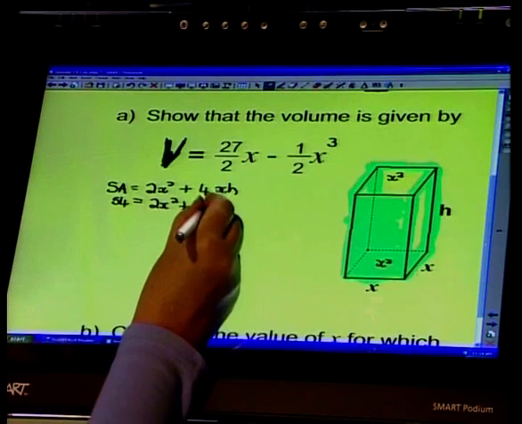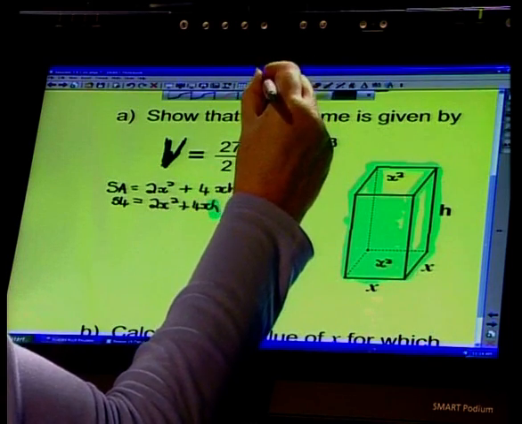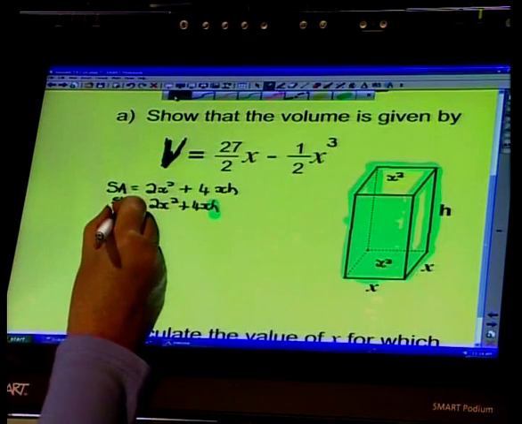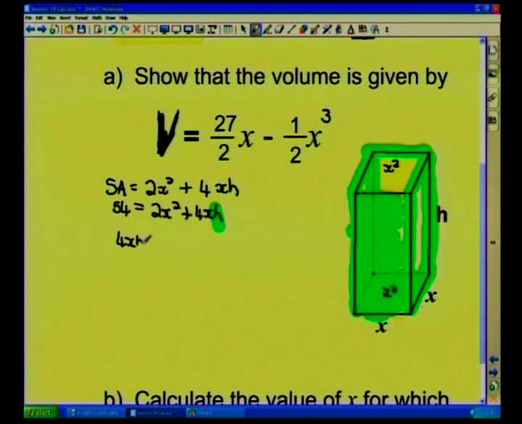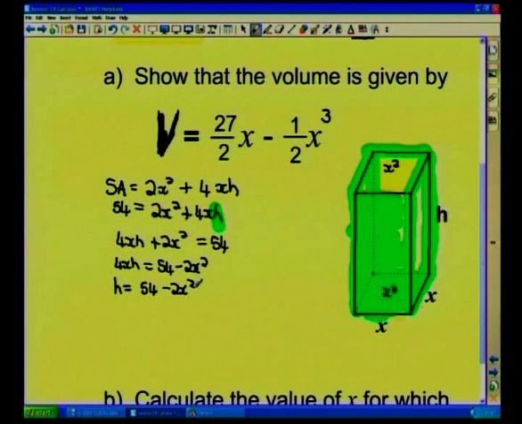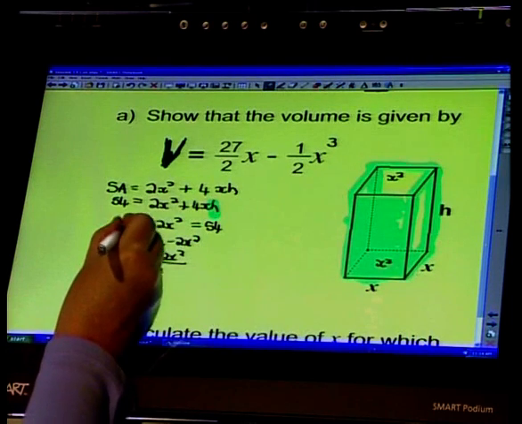So we want to lose this, and to do that we are going to isolate it on its own. So what we're going to do is we're going to say 4xh plus 2x squared equals 54. All I've done is swing it around so that this is that side. Now that means that 4xh is equal to 54 minus 2x squared, which means h is equal to (54 minus 2x squared) over 4x, because you're going to divide by this part to get the h on its own.